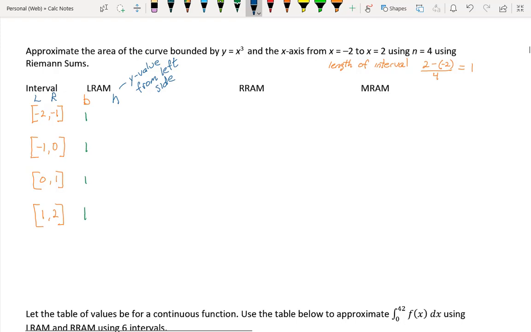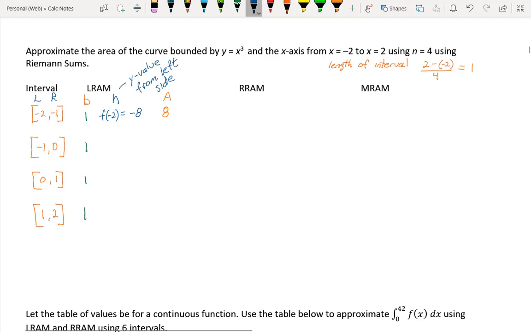All right, how do I find the height? I need to plug it into my function. So if you look at this, we plug in -2 for y equals x cubed, so this is f of -2, and obviously you can do that in your head. -2 cubed is -8. Okay, and so the area here, remember, we're not talking about an integral, we're actually talking about area here. So the area of this particular section is going to be 1 times +8.